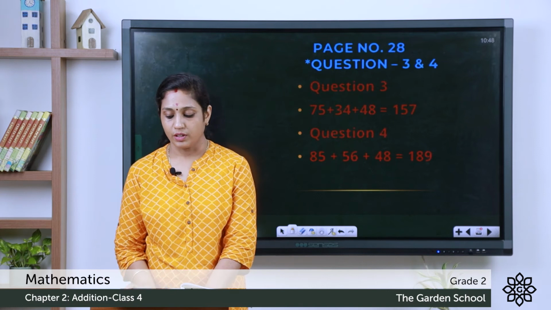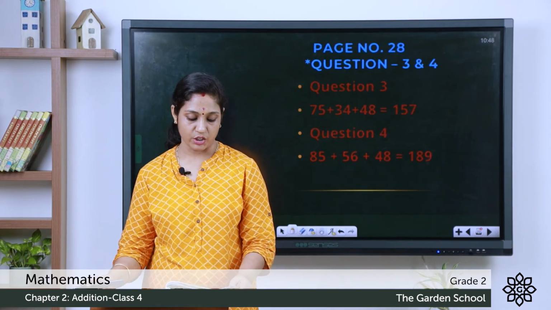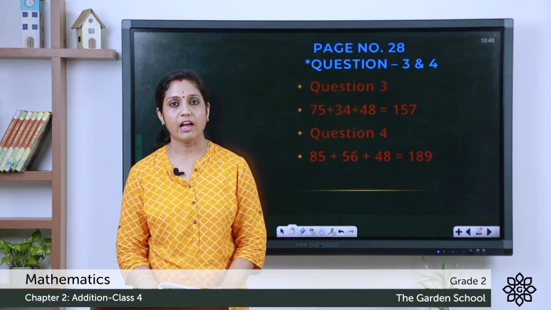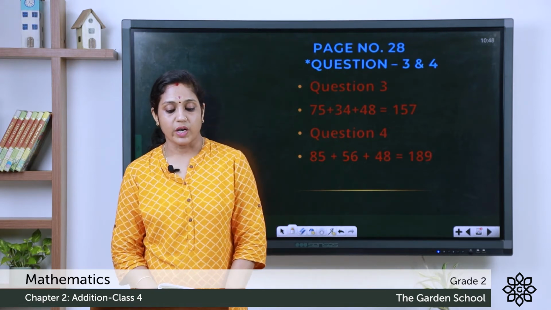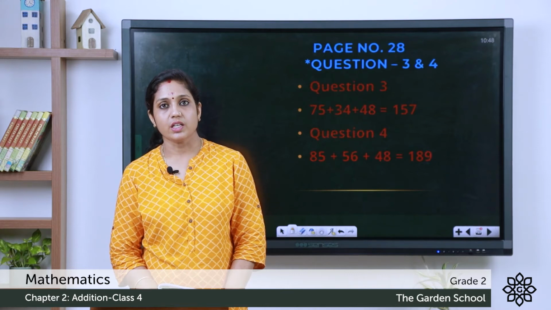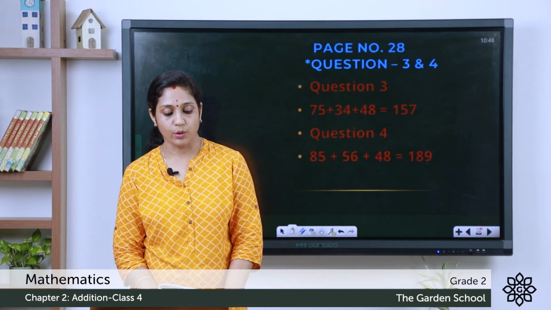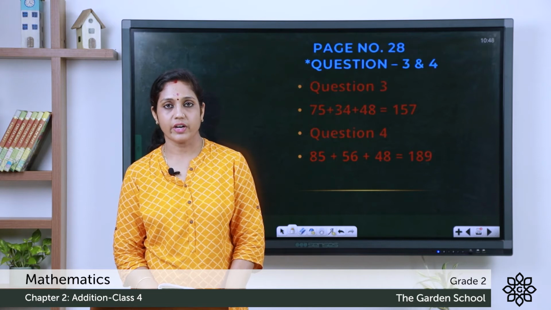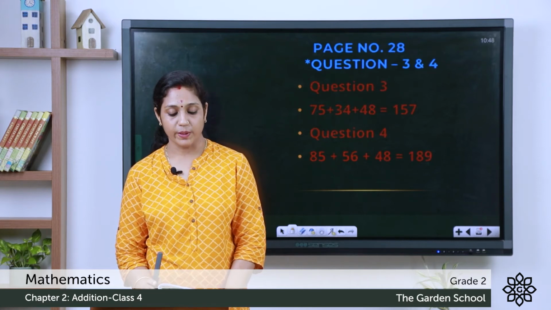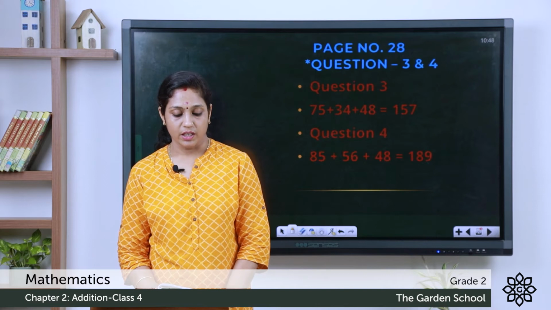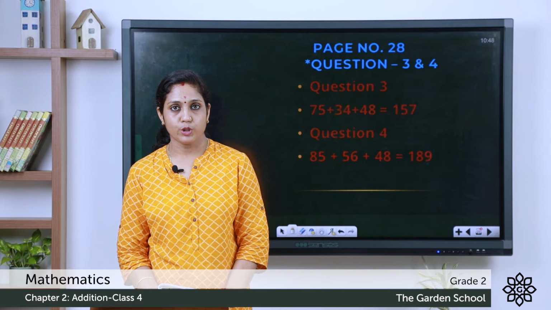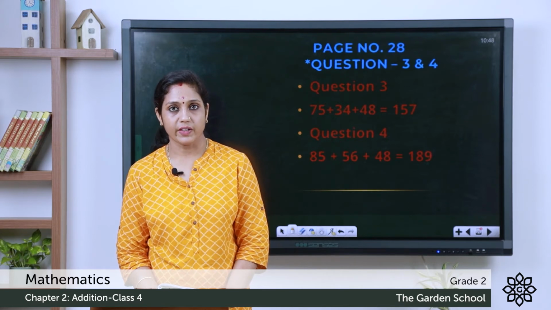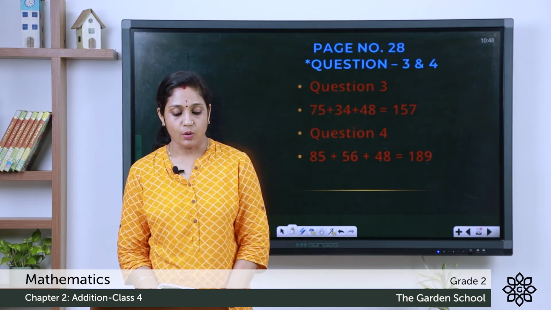Moving on to the next page, page number 30, we have a Max Lab activity in your textbook. Objective: to understand the concept of addition using a square grid. Materials required: a square grid and crayons. Method: step 1, take a 10 into 10 square grid numbered from 1 to 100. Step 2, add numbers by coloring the grid. Step 3, count the total number of colored squares.